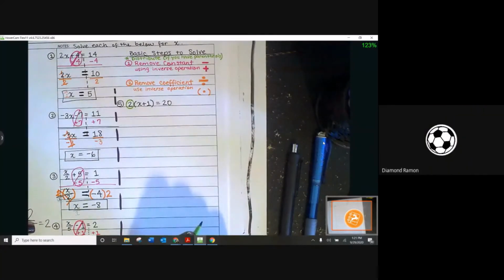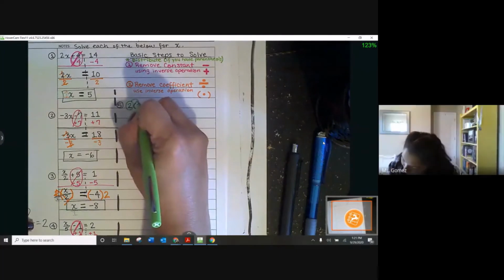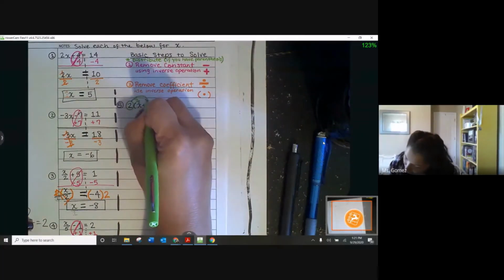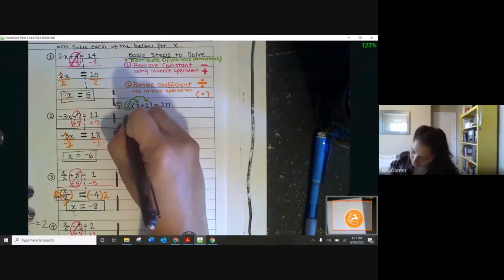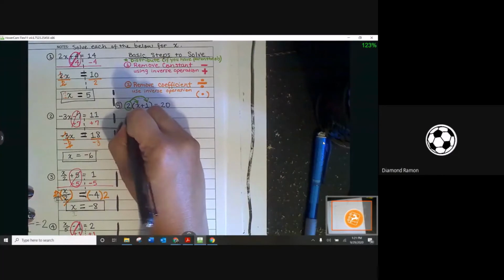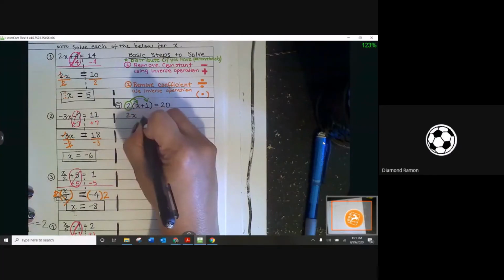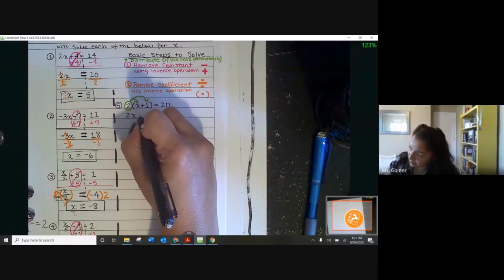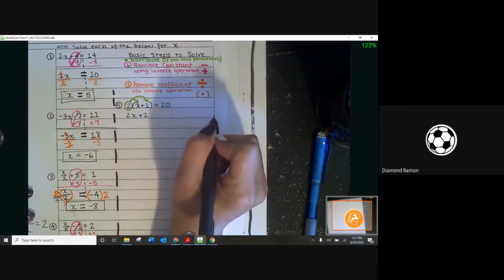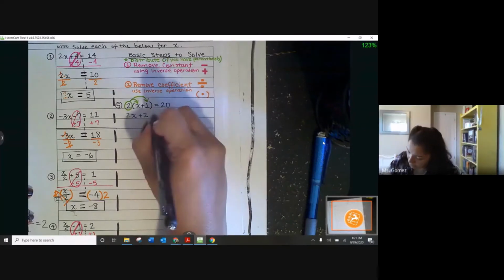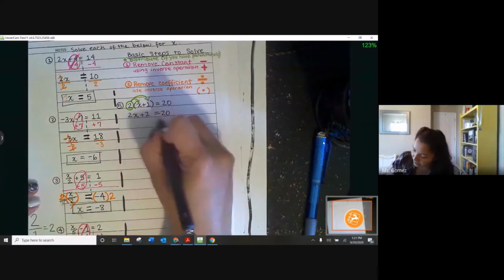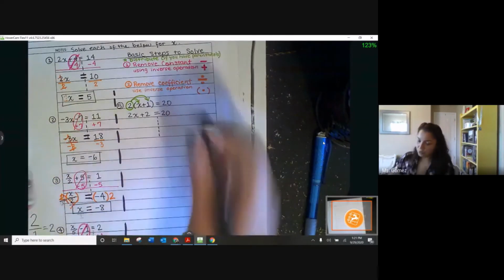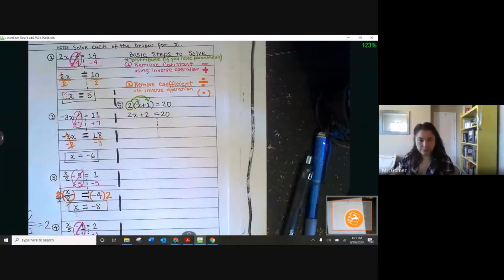2 times x and also times 1. Okay, what does that give me? 2x plus 2. You're multiplying, you're good, Diamond. Equals 20. So now this looks like what we had before. So, pink step, what do I do?